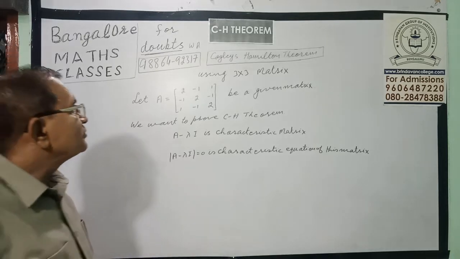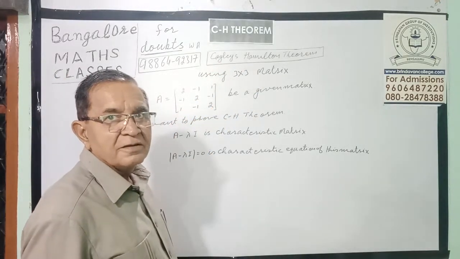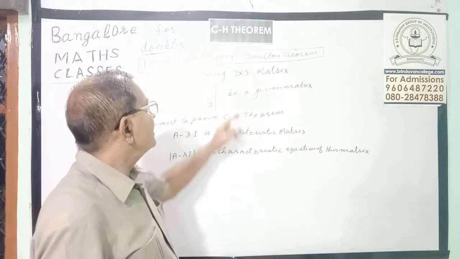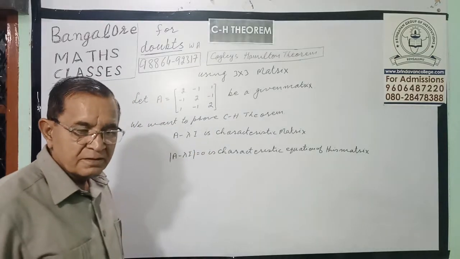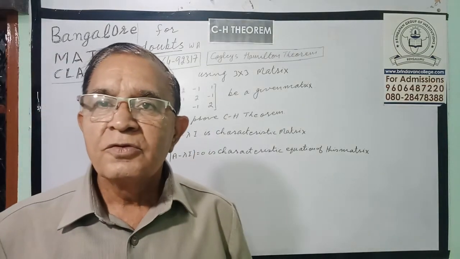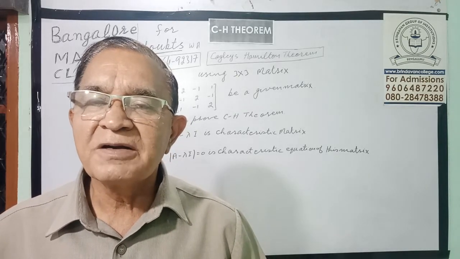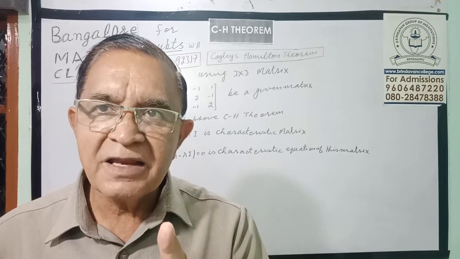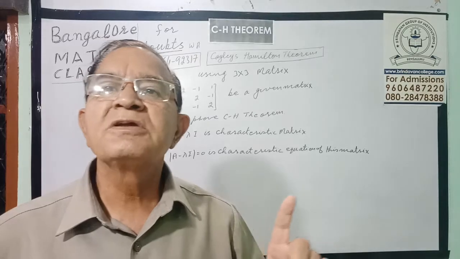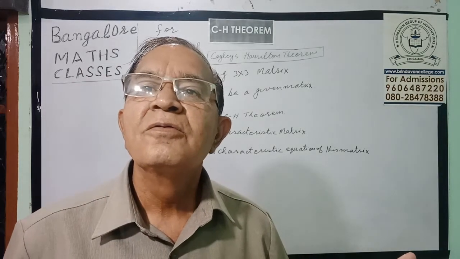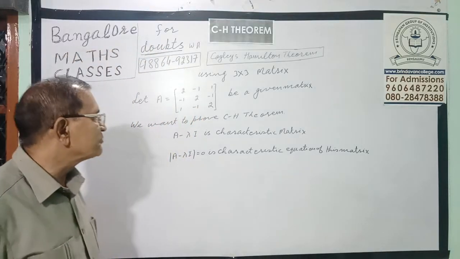Today, the topic is the Cayley-Hamilton theorem using a 3 by 3 matrix. In the previous upload, I did it using a 2 by 2 matrix. That was very simple. Though you may not feel so, my observation is that if you just learn one line, it's easier than the previous one. In between, I am going to teach you one line. Just learn it properly, and you will find it very easy.